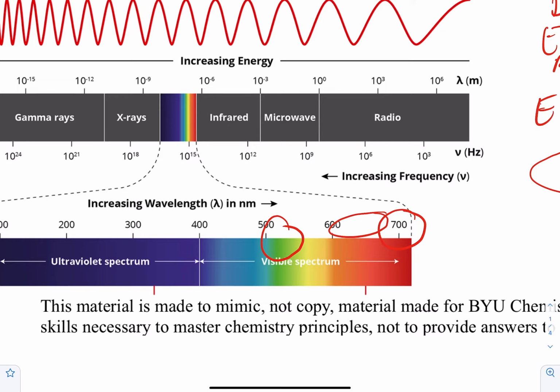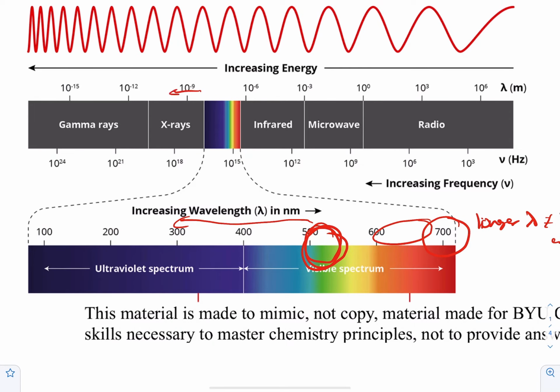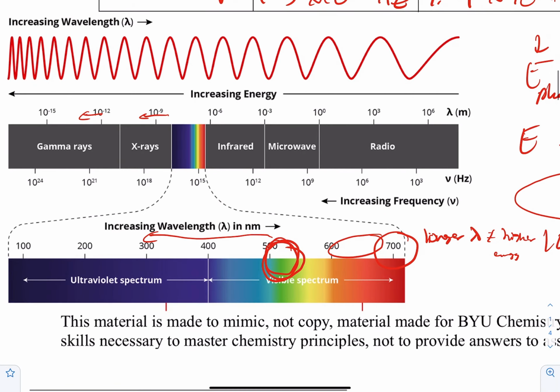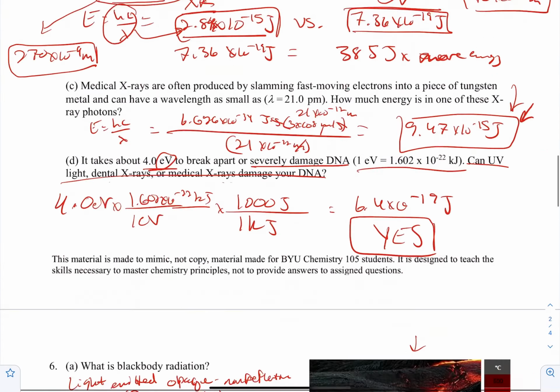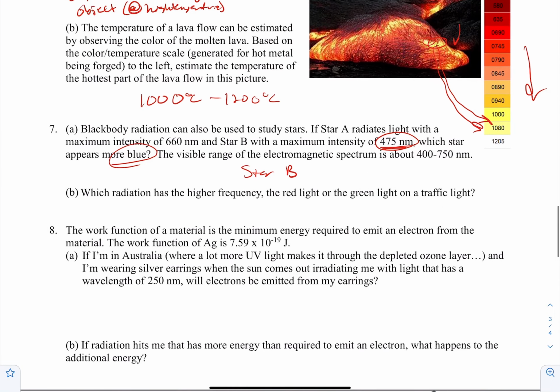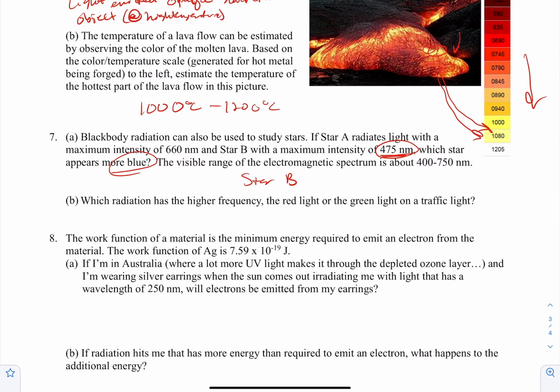Red does. Red has a longer wavelength, but having a longer wavelength, let's say lambda, is not equal to higher energy. It's equal to lower energy. Remember the inverse relationship that we talked about? So in theory, when we're talking about energy here, the green is going to have more energy. So the more you go this way on the electromagnetic spectrum, the higher the energy. In fact, X-rays and gamma rays are some of the highest energy photons that you can have. So if I go back, it's asking which radiation has a higher frequency. Higher frequency has higher energy.